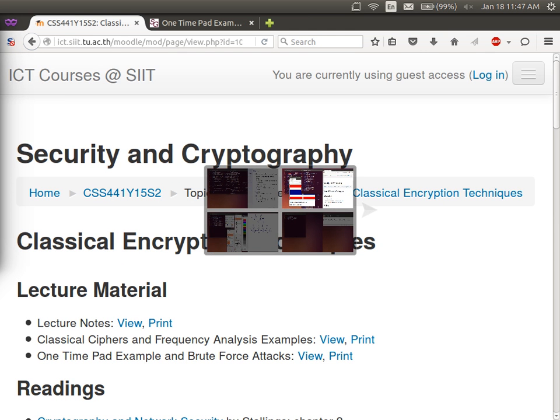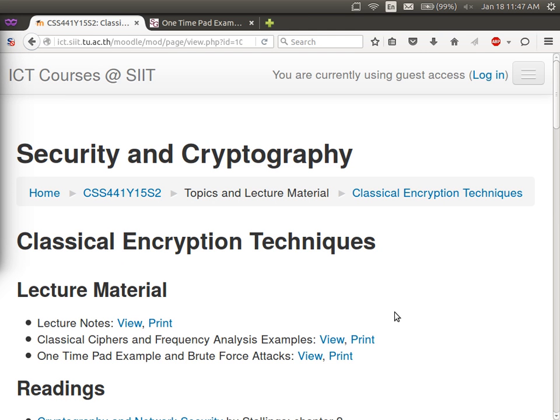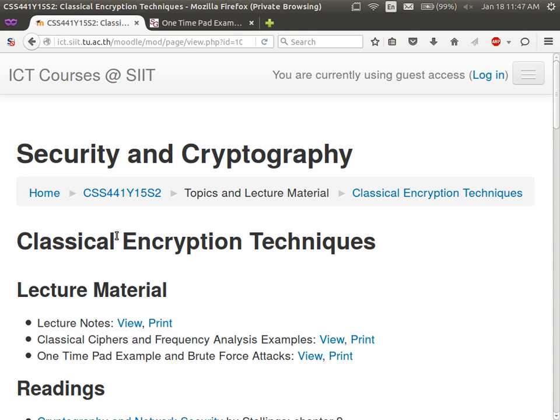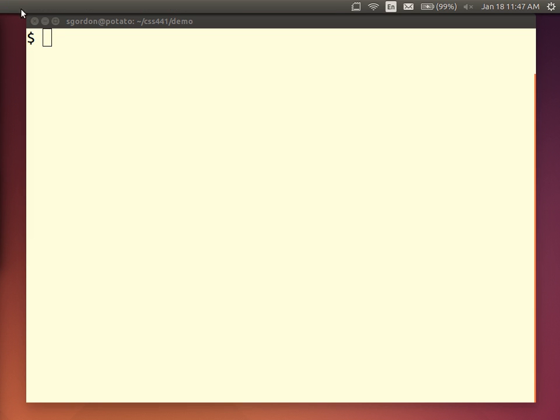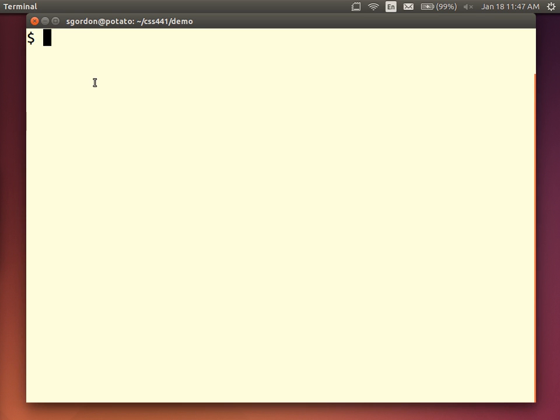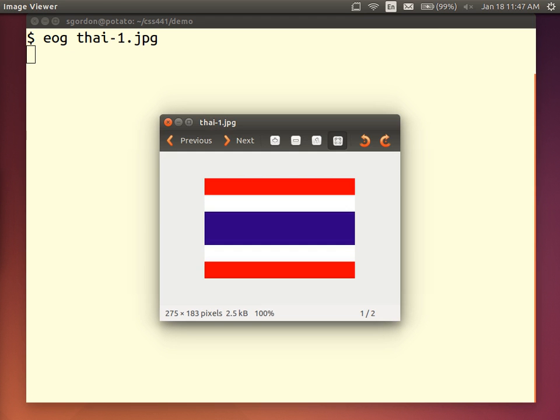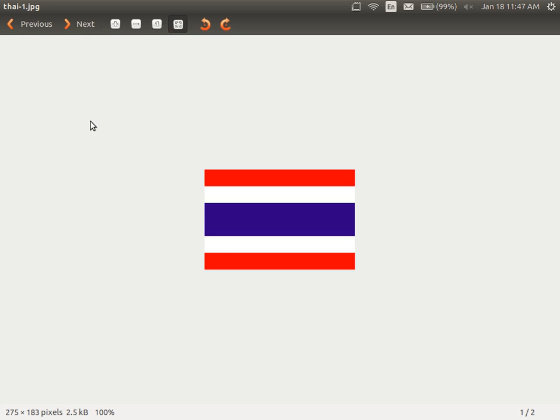The example is not so easy to demonstrate. We'll try. Here's a picture. Okay, so here's the image, a JPEG image.